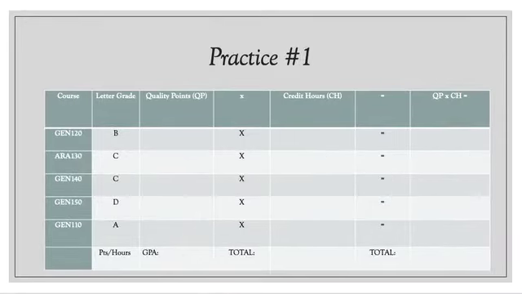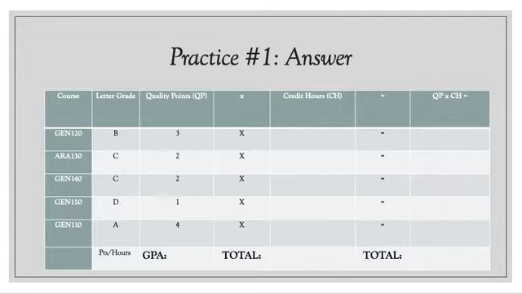Okay, and then here's a larger example for you. In this example, we have 5 classes like a normal term. The first thing we have to do is add in our quality points. Then we add in our credit hours. At this point, you guys should be really picking up on the process here. It's the same steps over and over.